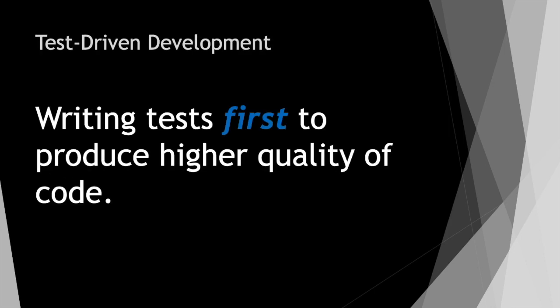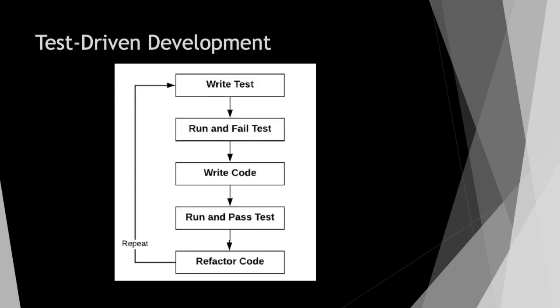So first off, looking at test-driven development, it's a very common methodology used in the agile world right now. The bottom line is it's writing your test first to produce higher quality code. So the process is a little bit different than what we're accustomed to. Instead of writing the code first, you write the test first, and then you run and fail that test, and then you write the code that will be appropriate to actually make the test pass. And once the test is passed, then you'll go back and refactor your code.